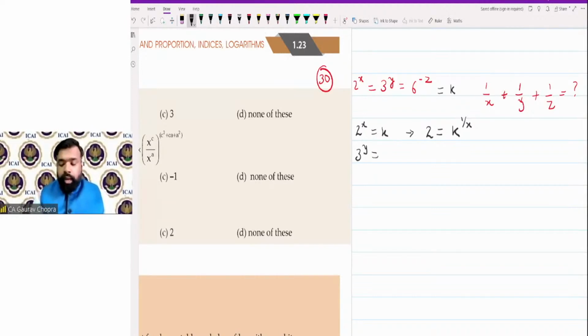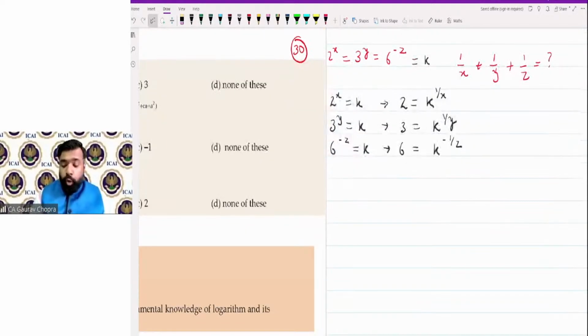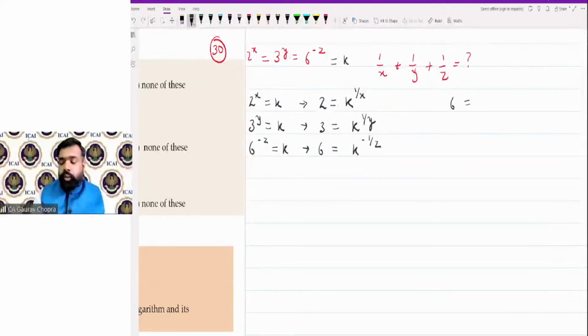Similarly, 3 to the power of y is equal to k. So 3 is equal to k to the power of 1 by y. And 6 to the power of minus z is equal to k. So 6 is equal to k to the power of minus 1 by z. All these are the values of 2, 3, and 6. Now, is there any relation between 2, 3, and 6? Can we create a relationship between 2, 3, and 6? Yes, of course, we can. How? 6 is equal to 2 multiplied by 3.